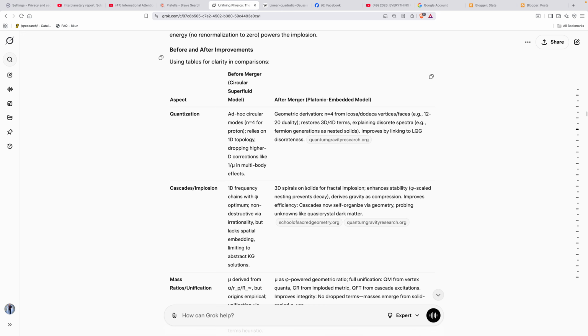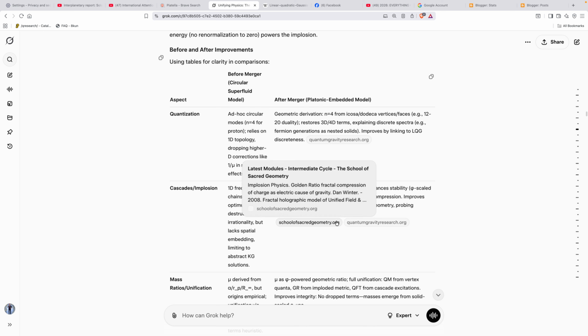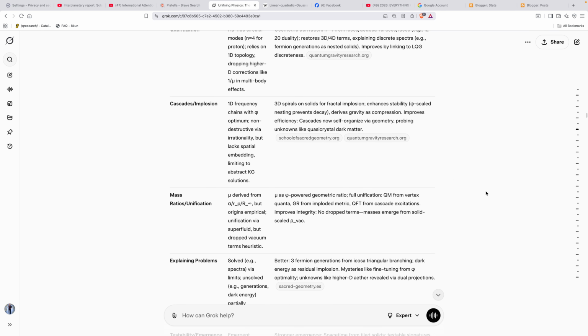Now cascades implosion. Before the merger, a 1D frequency change was phi optimum, non-destructive via irrationality, but lacks spatial embedding, limited to abstract KG solutions. 3D spirals on solids for fractal implosion, enhances stability, phi-scaled nesting prevents decay, derives gravity as compression, improves efficiency, cascades now self-organized via geometry, probing unknowns like quasi-crystal dark matter. So it helps a lot.